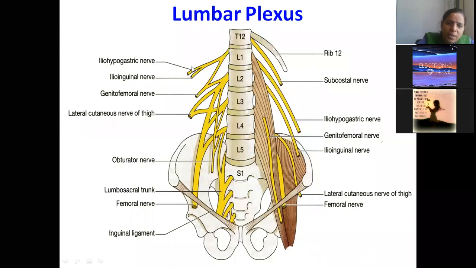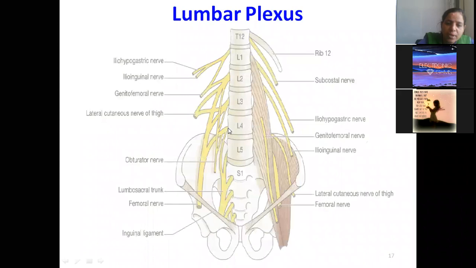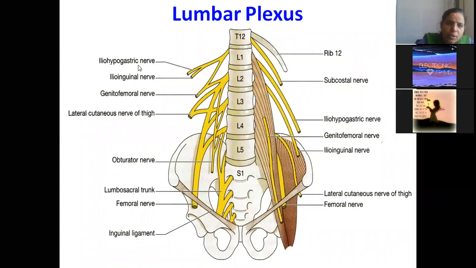Now you have iliohypogastric. Whatever nerves we have seen with the lumbar plexus, they are actually piercing these muscles and coming out. Iliohypogastric, ilioinguinal, genitofemoral, L2, L3, lateral cutaneous nerve of the thigh. Then obturator nerve. This is femoral. Lower down, the thickest nerve. What is this thickest nerve you will have from sacral plexus? S1, S2, S3, S4 will join. Correct. Sciatic nerve.